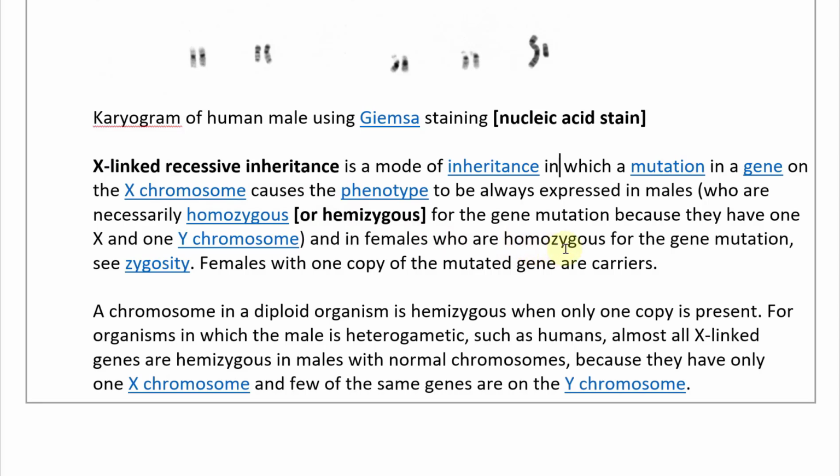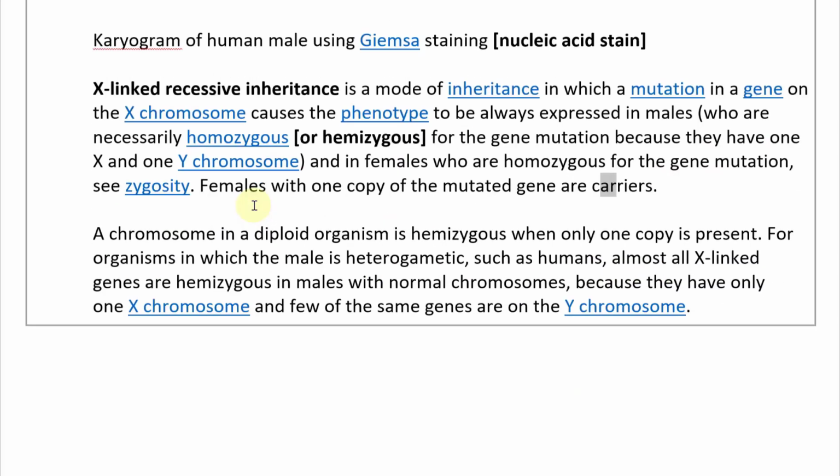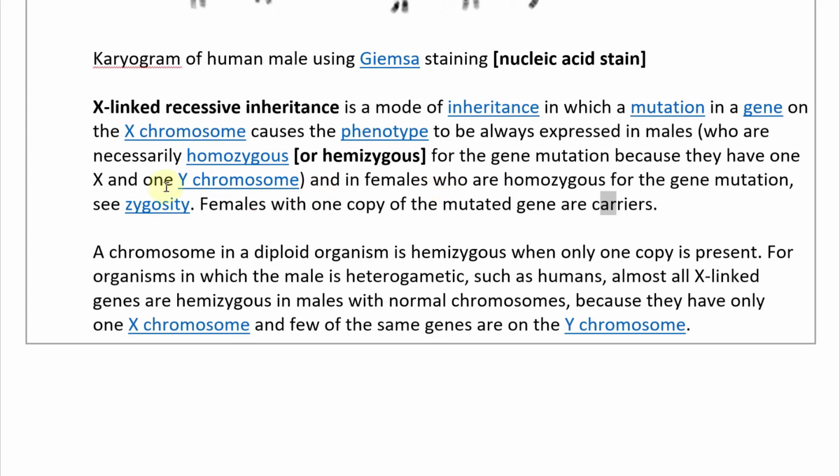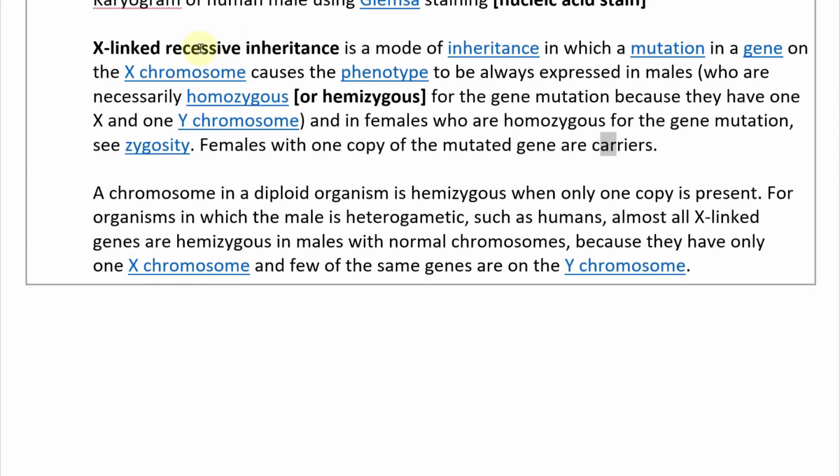And in females who are homozygous for the gene mutation, see zygosity, females with one copy of the mutated gene are carriers, because they have two X chromosomes. So it needs to be on both because this is recessive. And for a dominant we would just need it on one.